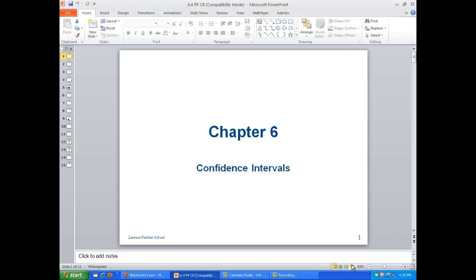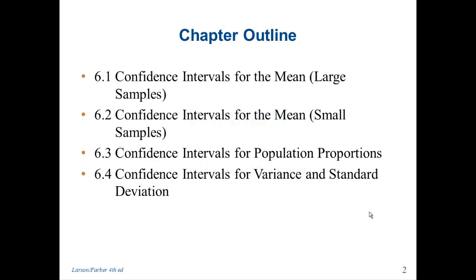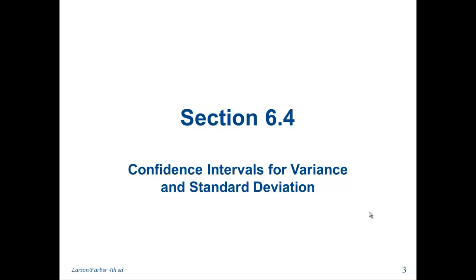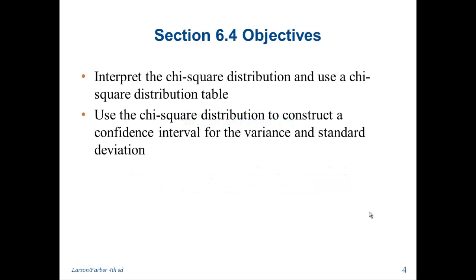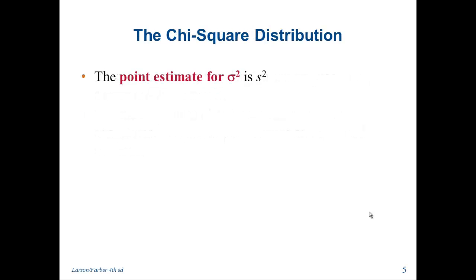All right, class, so this is your 6.4 recap video. Today we learned about intervals for variance and standard deviation. So first we're going to interpret the chi-square distribution and use a chi-square distribution table. Use the chi-square distribution to construct a confidence interval for the variance and standard deviation.